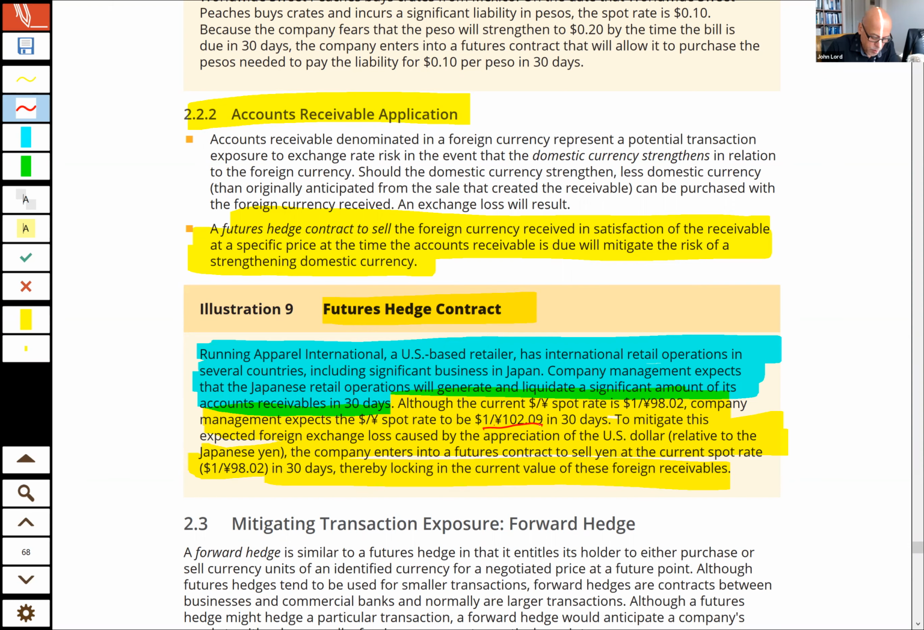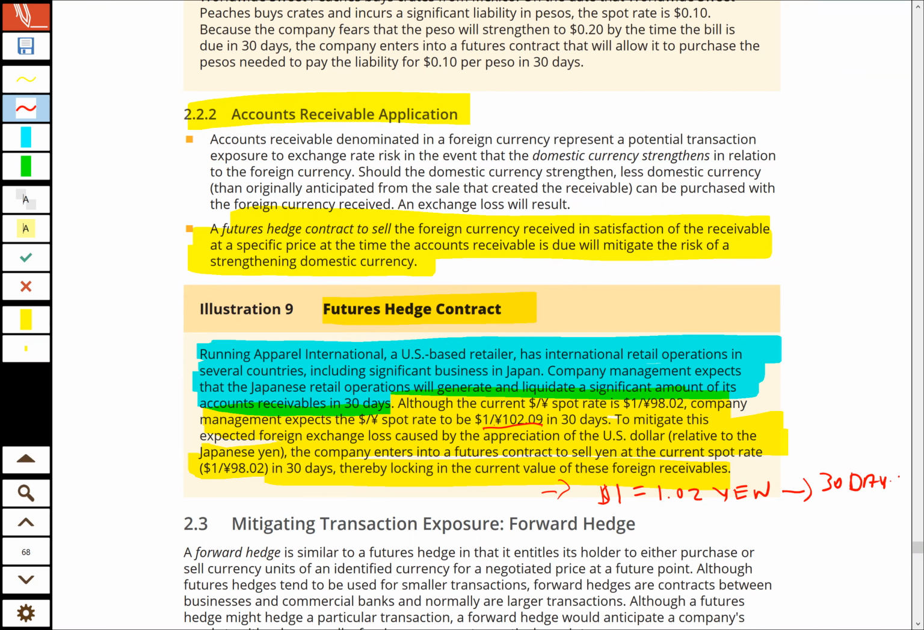Now, what I want to do here is just to illustrate what's going on. Currently, $1 equals 1.02, and I'm not going to try to make the yen sign here, I'm just going to spell out yen. That's currently, at the time that we enter into this transaction and have this receivable. And what they're worried about is what, in 30 days.